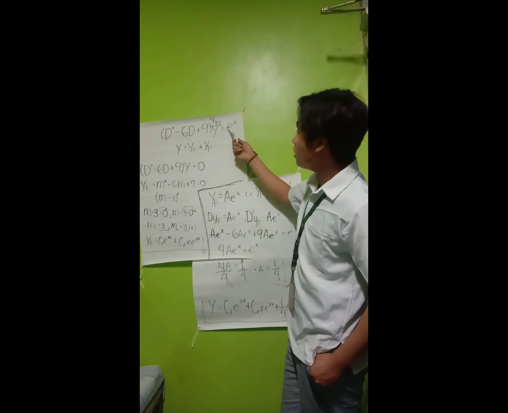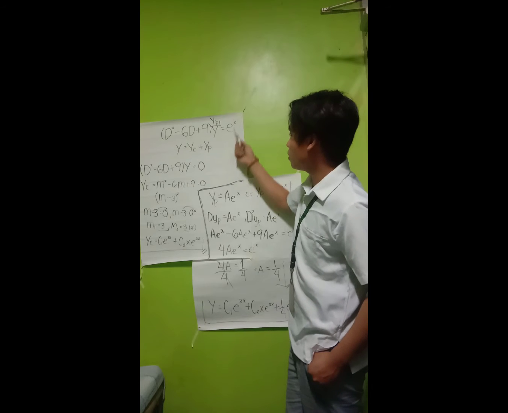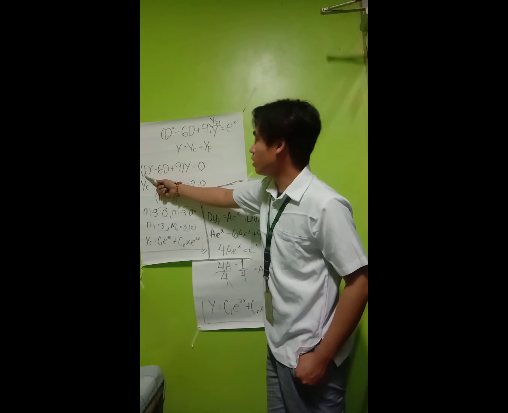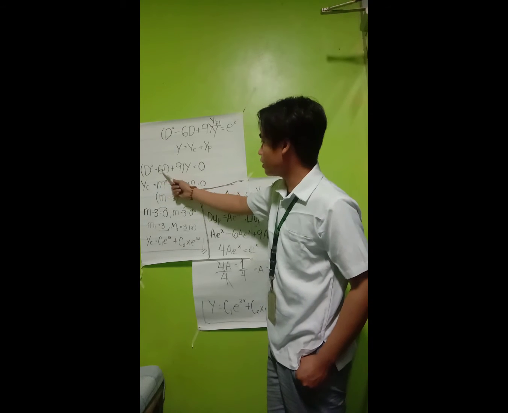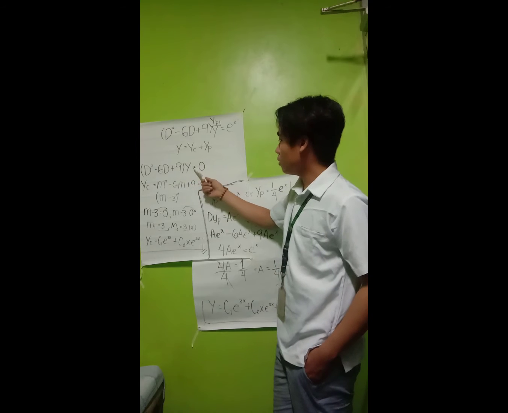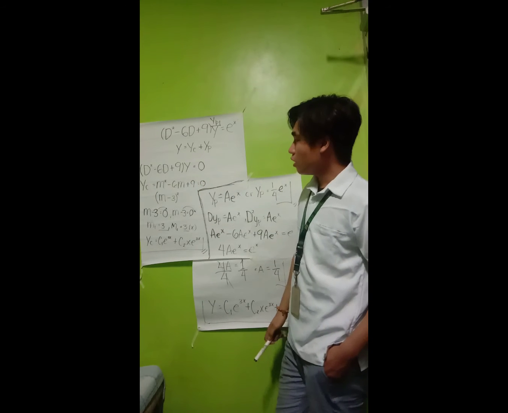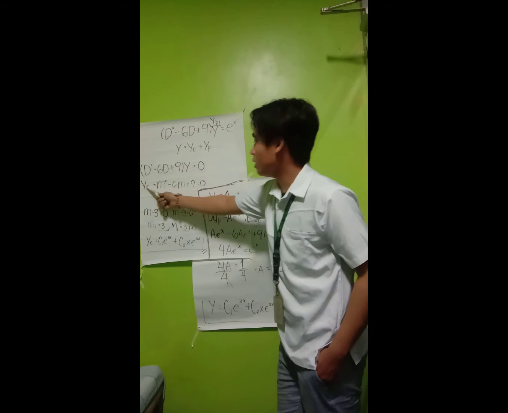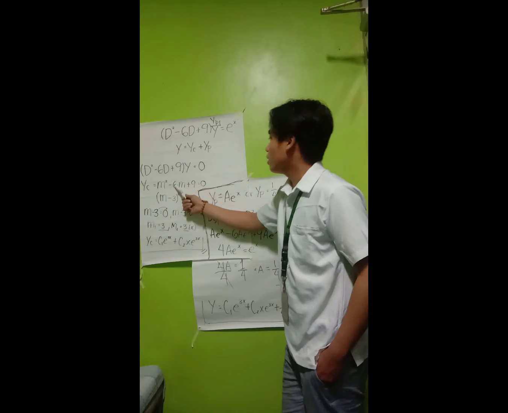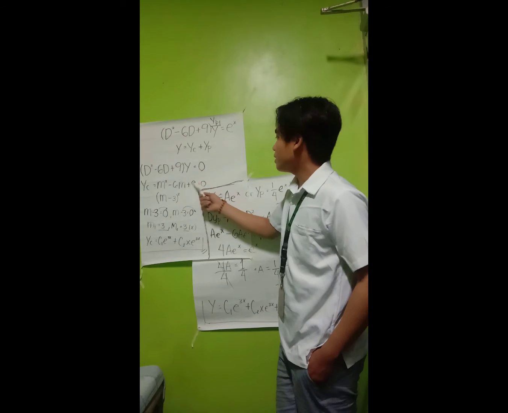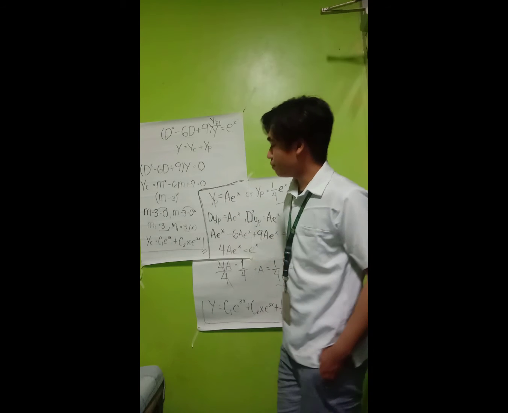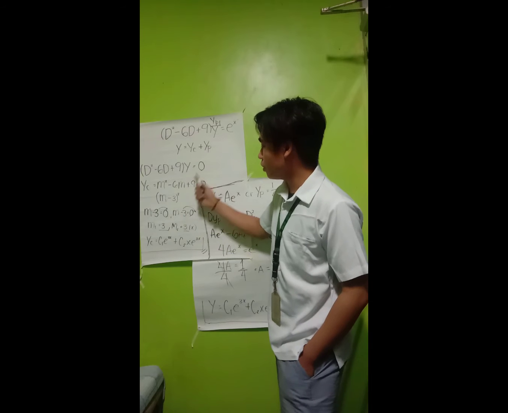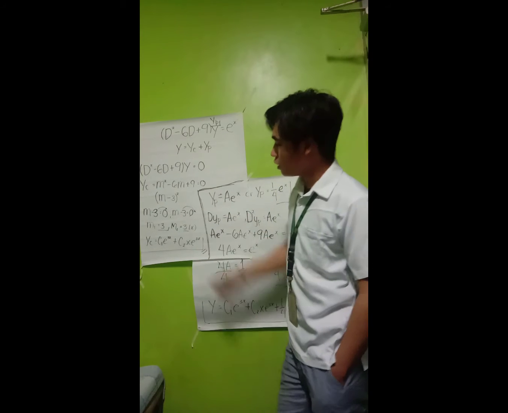Then, itong e raised to ex na to, kailangan natin itong gawing 0 para masolve yung homogeneous dE niya. Equals to quantity d squared minus 6d plus 9 times y equal to 0. Then, using the auxiliary equation, yung d niya gawin natin m, magiging m squared minus 6m plus 9 is equal to 0. Then factor natin, quantity m minus 3, quantity squared.